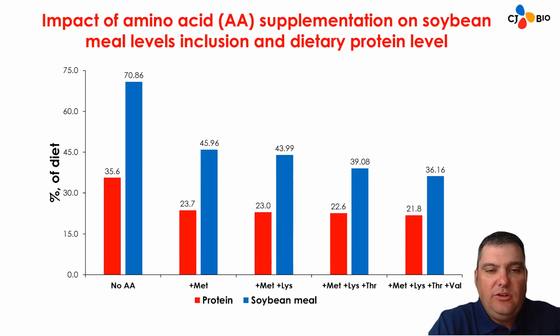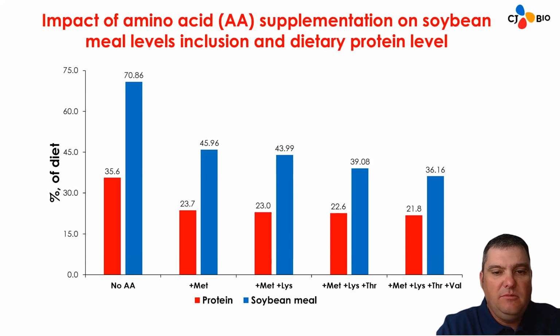To follow up on that, here you can see the impact that amino acid supplementation will have on soy meal inclusion level in a poultry starter diet. The first bar is with no amino acids. So we formulate a diet with no amino acids. This diet contains 35% protein and 71% soy meal.